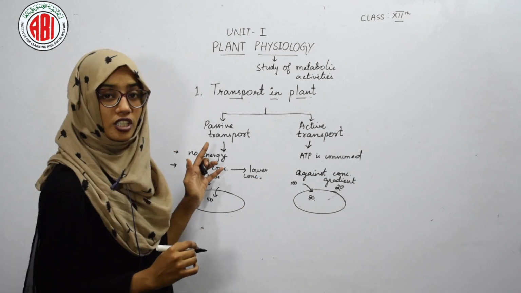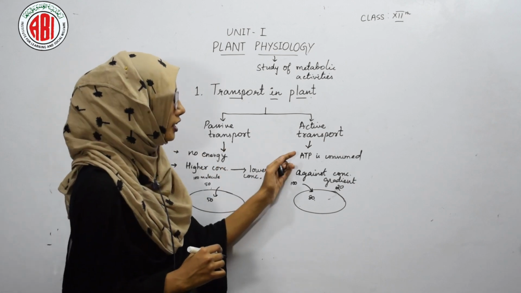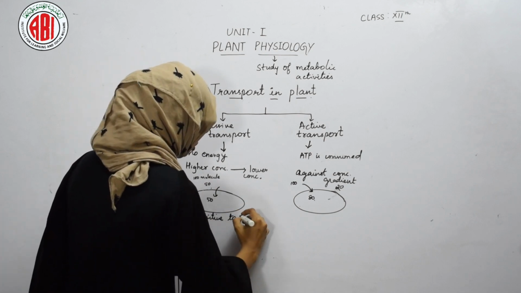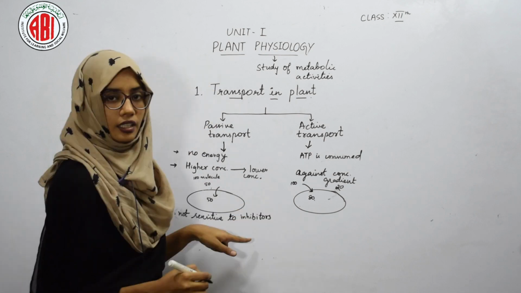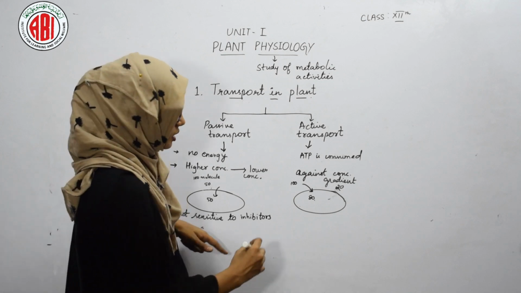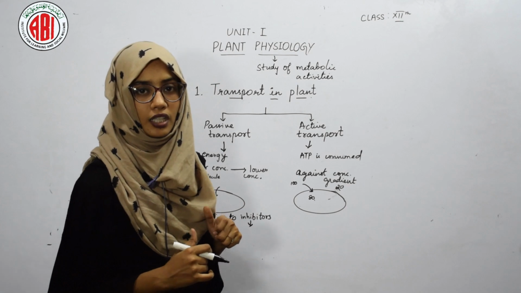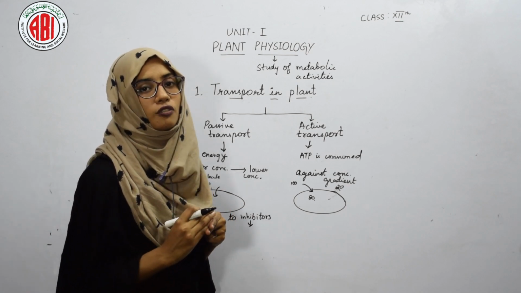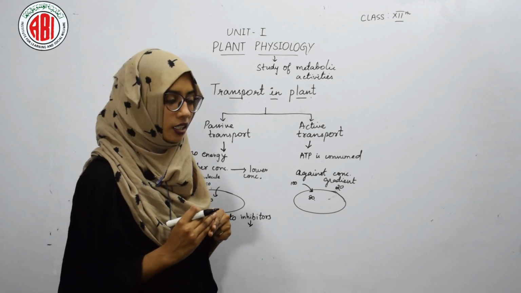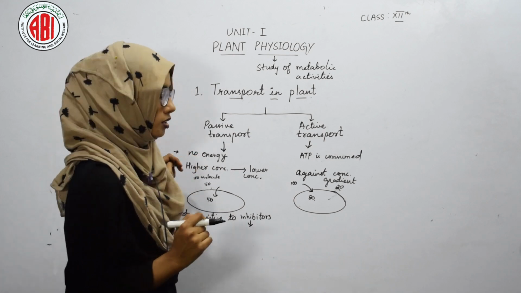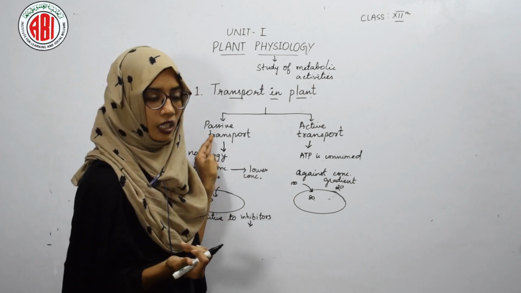And the next difference between the passive transport and the active transport is that passive transport is not sensitive to inhibitors. Now, what is the meaning of inhibitors? Inhibitors are the substances which have the capability to stop the function of the enzymes. So the passive transport is not sensitive to inhibitors. It occurs irrespective of the inhibitors.